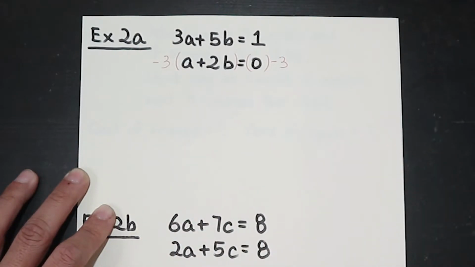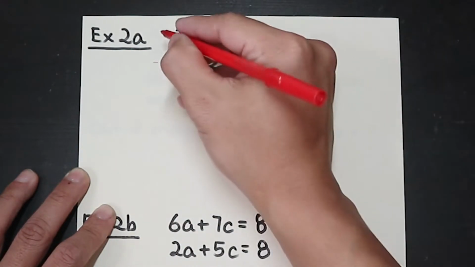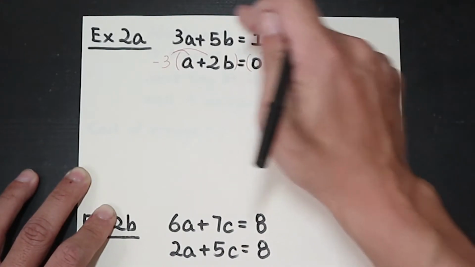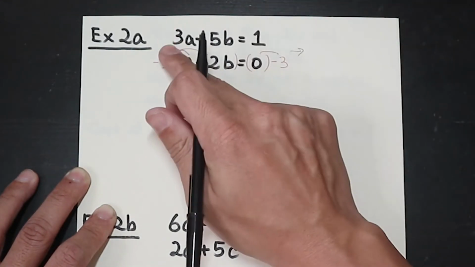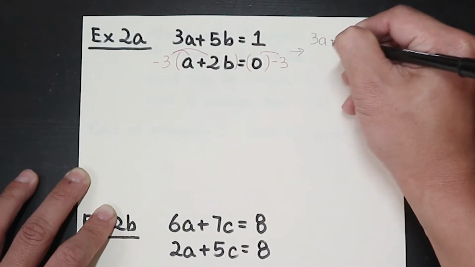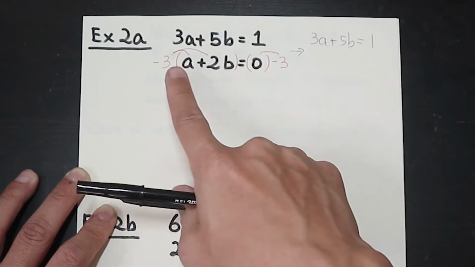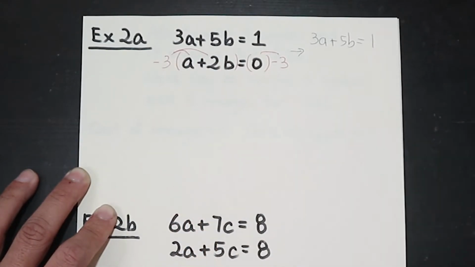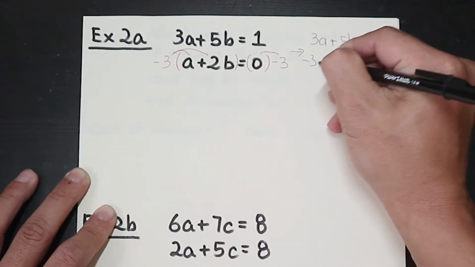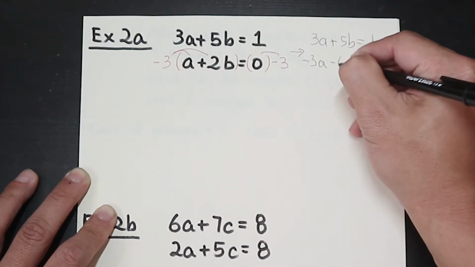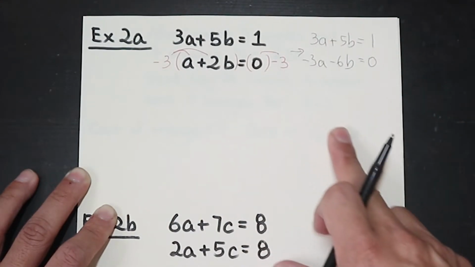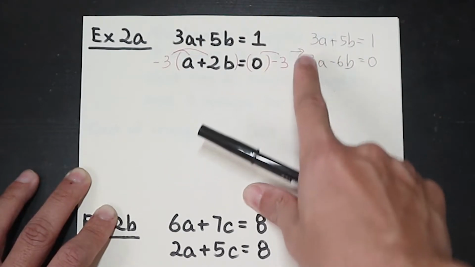Now, when you multiply equations with a number, you're going to distribute the terms like this. So let's rewrite the system again on the right side of the first system. So I'm going to recopy the first equation the same. And then you're going to distribute the negative 3 into the a, the 2b, as well as the 0. So negative 3 times a is negative 3a. Negative 3 times 2b is negative 6b. And then 0 times negative 3 is just 0. Look at that. Now you have a system of equations with opposite numbers.